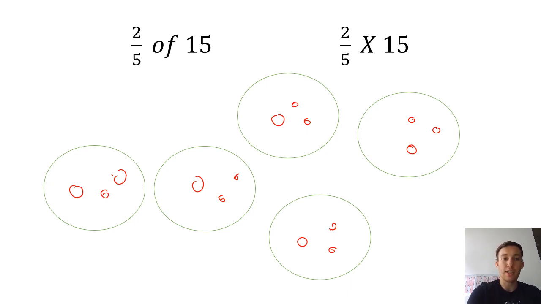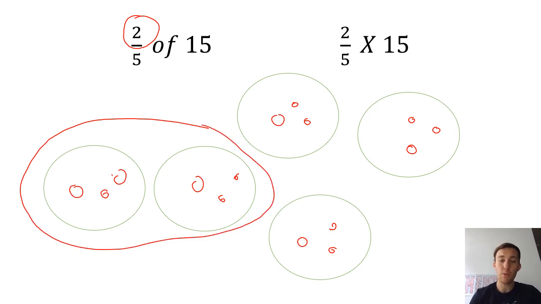So the fraction is telling us to select 2 of the 5 parts. So I'm going to select any 2, it doesn't really matter. I'm going to select 2 of them, and then I'm going to count how many dots are inside both groups. So I can see I've got 1, 2, 3, 4, 5, 6. So therefore 2/5 of 15 is equivalent to 6, or 2/5 multiplied by 15 is also the same as 6.